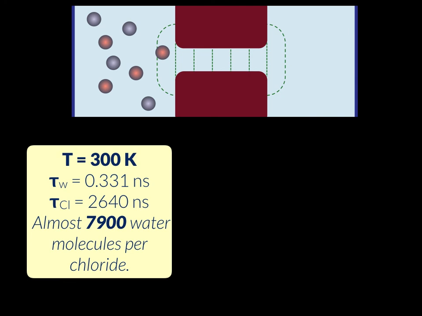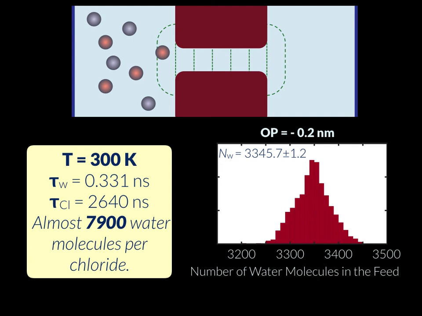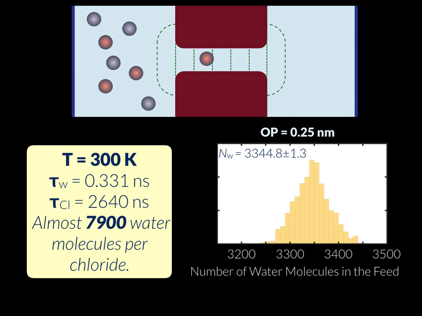So if you wanted to observe this chloride transport process using regular MD, the number of water molecules in your reservoirs would change considerably during this observation time. But that doesn't happen in FFS, because in FFS we are combining a large number of short trajectories, and during each of those short trajectories, the number of water molecules in the reservoirs doesn't change that much. So here I'm showing you the histogram of the number of waters in the feed as a function of the order parameter. And you see that the histogram barely changes and the averages don't change either.